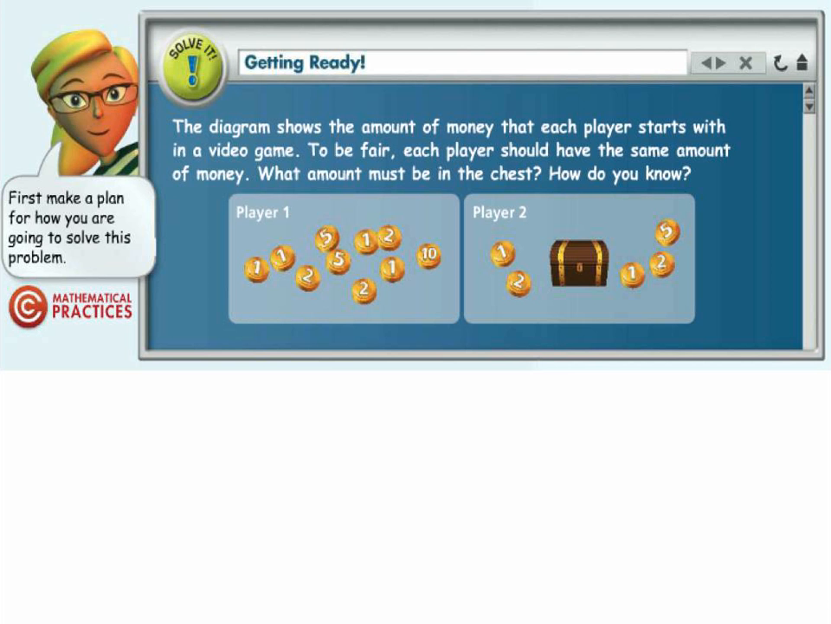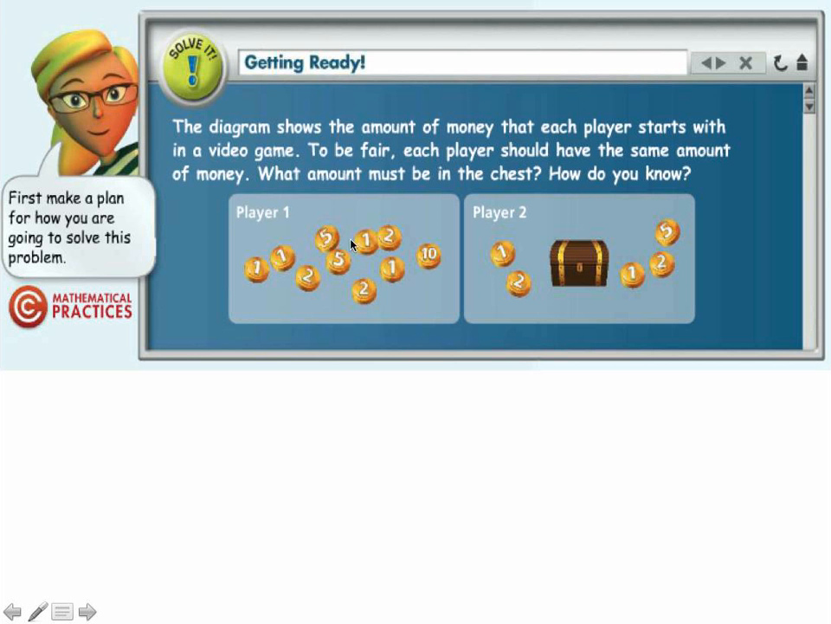The diagram shows the amount of money that each player starts with in a video game. To be fair, each player should have the same amount of money. What amount must be in the chest? How do you know? So I have a collection of coins here for player number 1, and for player number 2 I have a bunch of coins, but then I also have this mystery chest, and my job is to figure out how much is in the mystery chest.